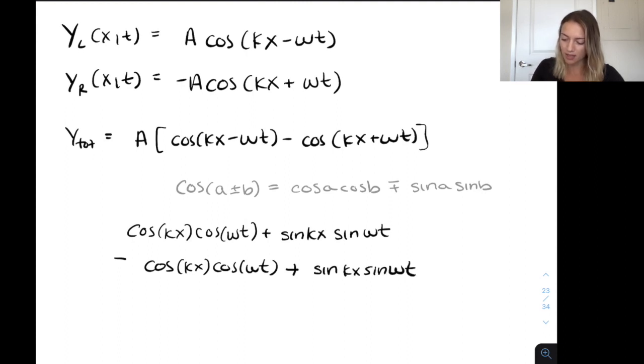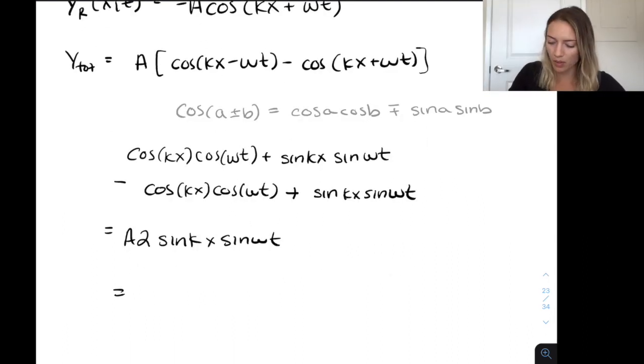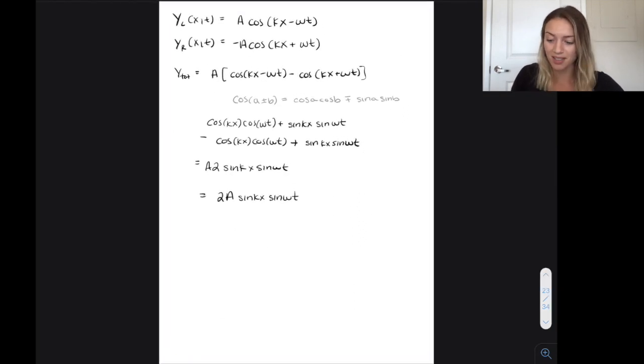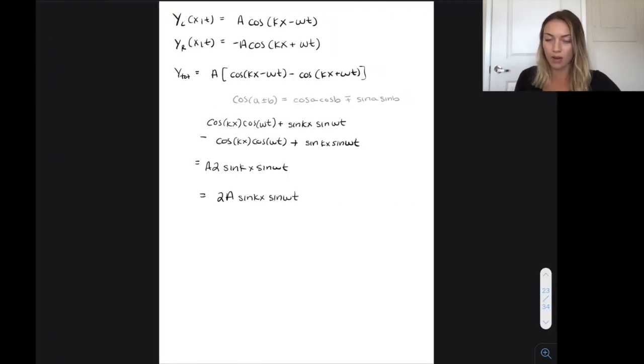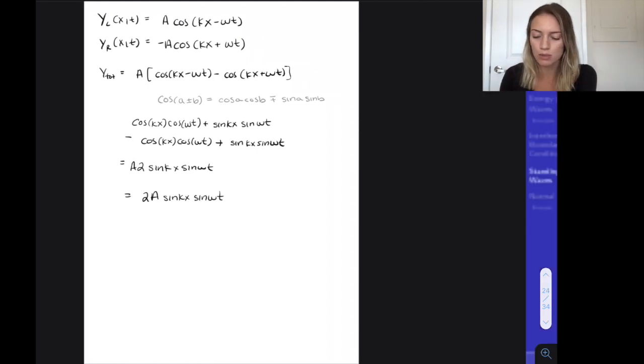And now we can see that this term and this term cancel because we have cosine minus cosine, and these two add up. So we get no cosine, and we get 2 sine kx sine omega t, and then there's an amplitude out front that I was ignoring for now. So now for our full equation we get 2a sine kx sine omega t, and that was our standing wave equation. Okay, so that's how you derive that from our wave functions. All right, now let's move on.